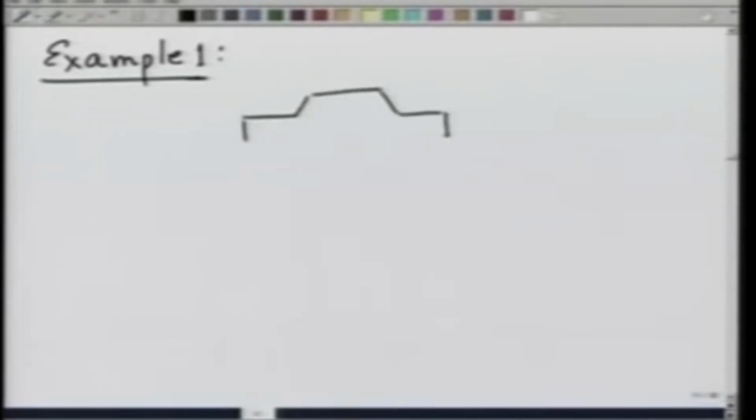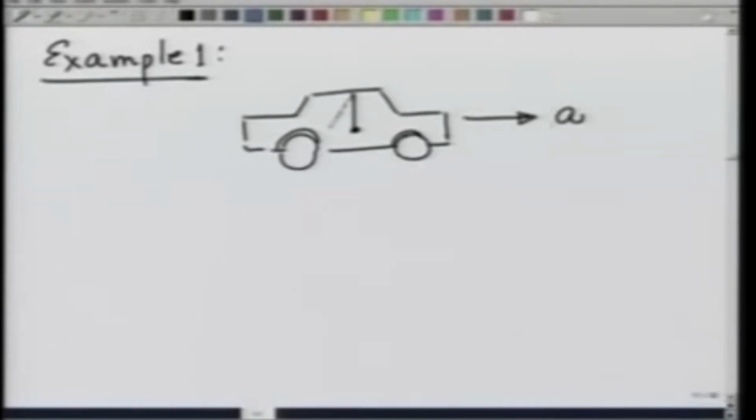Let us take the first example, where whether I solve in an inertial frame or non-inertial frame, it does not matter. If I take a car and I have a pendulum in it, and the car is accelerating to this side with an acceleration a, what would be the position of the pendulum in this car? You can almost feel that the pendulum is going to be like this if the car is accelerating.